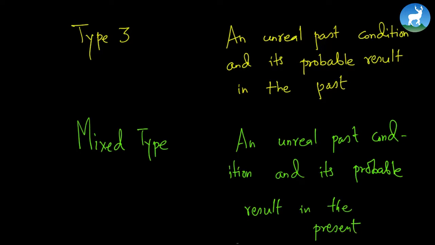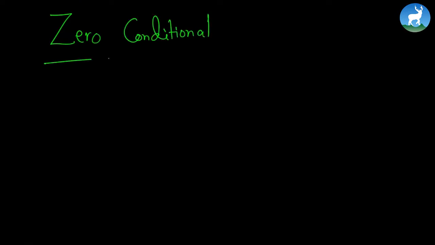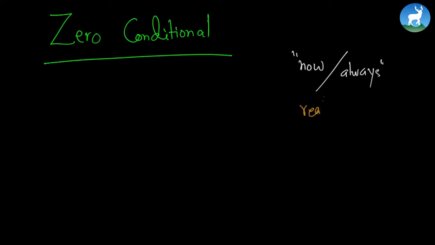Now let's study each type in detail, starting from the zero conditional. First topic that we have today is called the zero conditional. The zero conditional is used when the time being referred to is now or always. When we talk about now or always, we use zero conditionals. And the situation is real and possible.